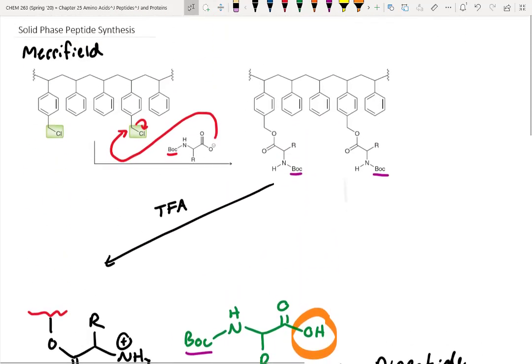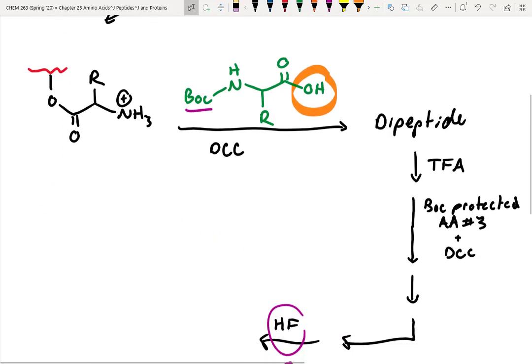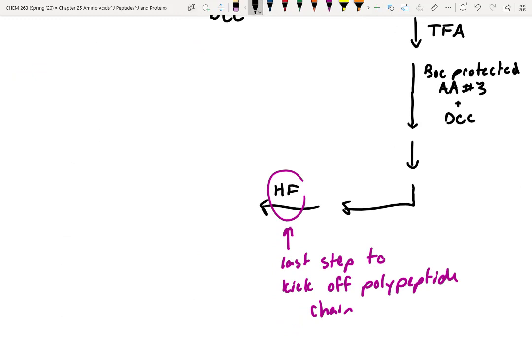From step 1 to that last step, we still were attached to this polystyrene resin here. We want to eventually kick this peptide off so that we could use it as a drug, for example. So by treating it with hydrofluoric acid in the last step, you can get your free polypeptide.